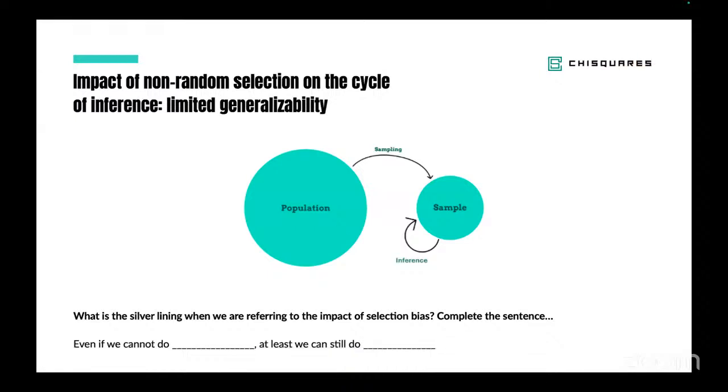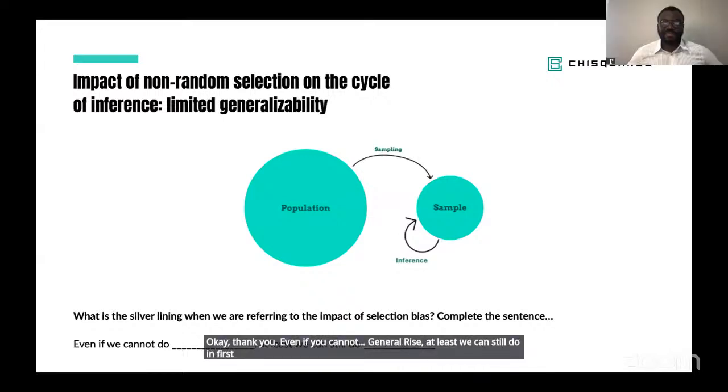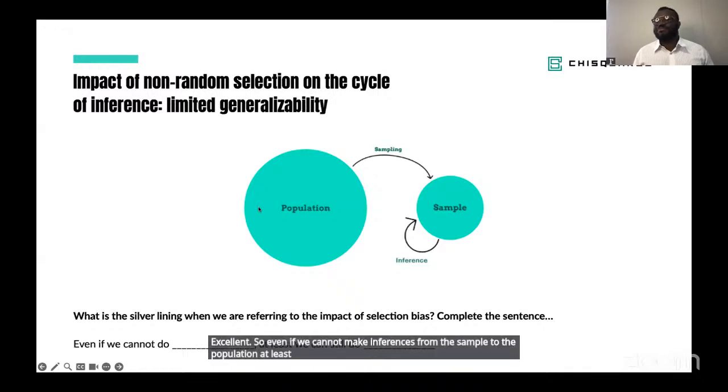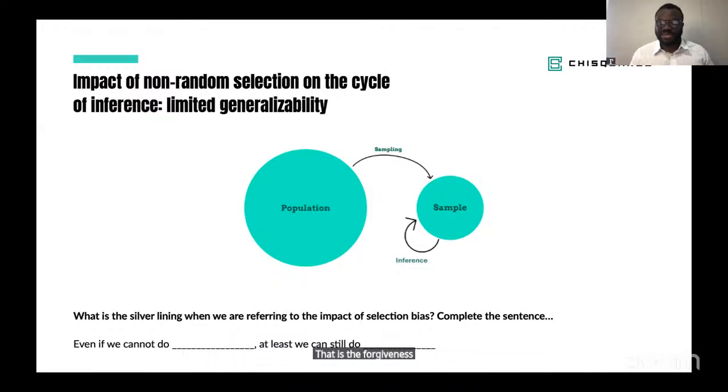Yes, Alex, you can unmute. Okay, thank you. Even if we cannot generalize, at least we can still do inference. Excellent. So even if we cannot make inferences from the sample to the population, selection bias at least allows us to salvage some kind of inference back to the sample, right? At least we get something. They say half a loaf of bread is better than none. That is the forgiveness we get from selection bias.